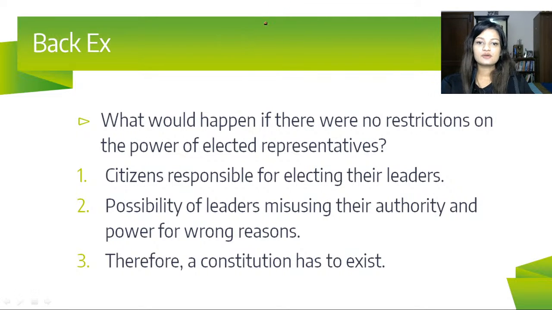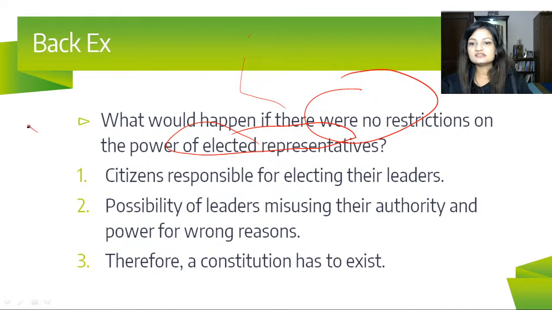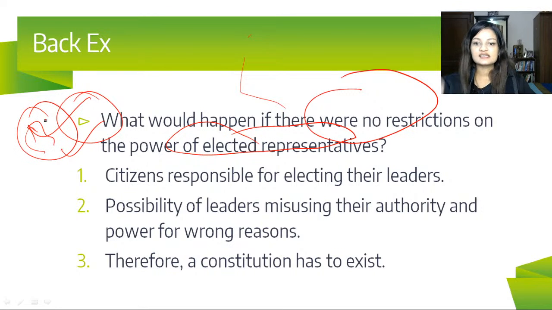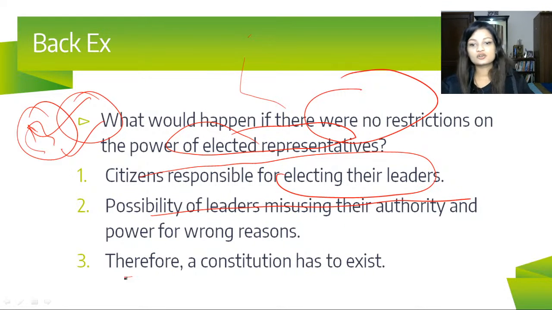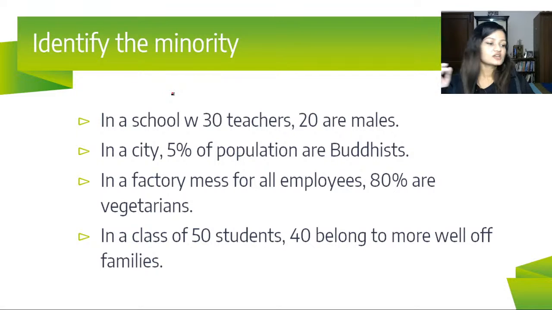Okay, so what is going to happen if there was no restriction on the power of elected representatives? Again, this is something that we have discussed. This is question number 3 from the back exercise, and the answer is that citizens are responsible for electing their leaders. There is the possibility of leaders misusing their authority and power for wrong reasons, therefore a constitution has to exist. So again, we have discussed that.